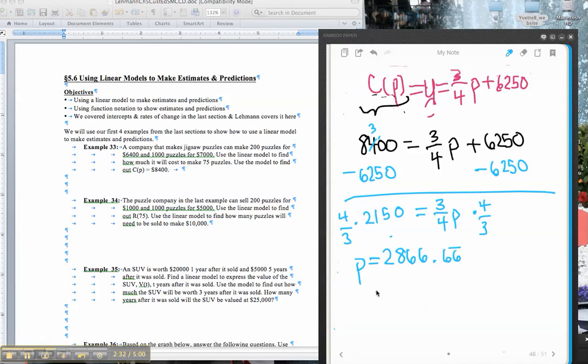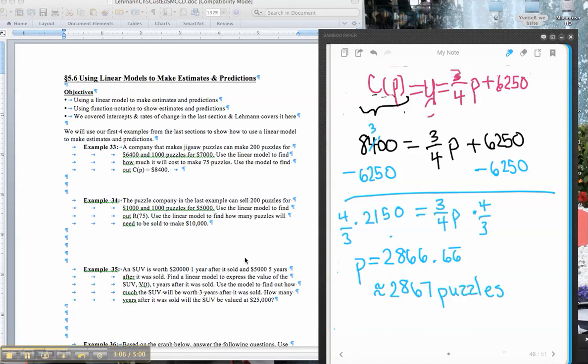And so now what we're going to have to say is that if we put in P as 2,866, we wouldn't quite be at $8,400. And if we put in 2,867, we're going to be a little bit higher. So we're just going to round it off and say approximately 2,867, and these things are puzzles. And that's going to be our final answer on that one. It's just an approximation, and you're going to find out that that's the case many times.